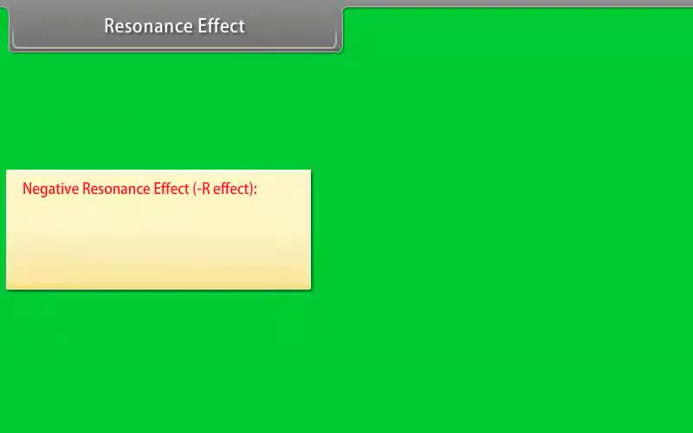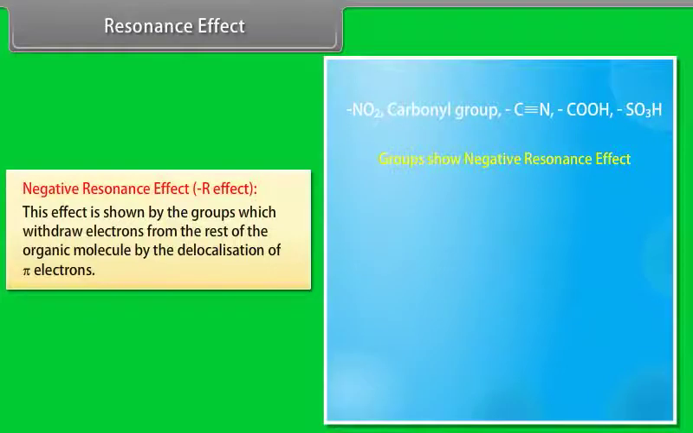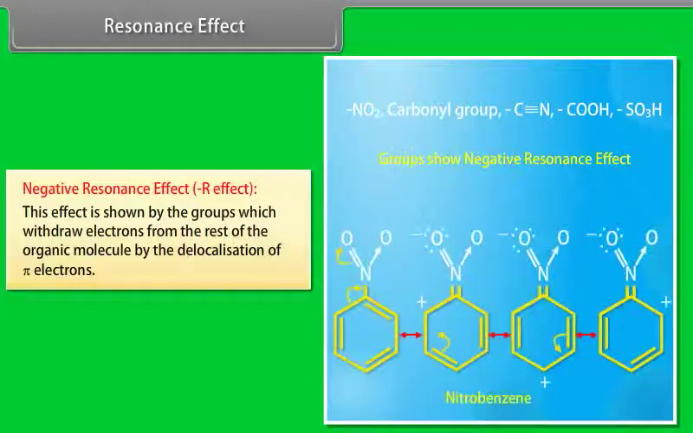Negative resonance effect, negative R effect. This effect is shown by the groups which withdraw electrons from the rest of the organic molecule by delocalization of pi electrons. For example, nitrobenzene.